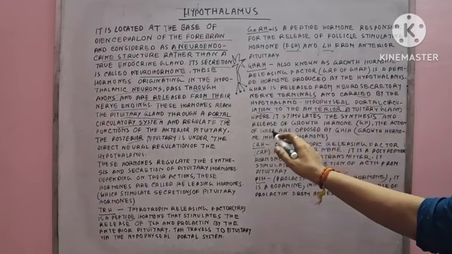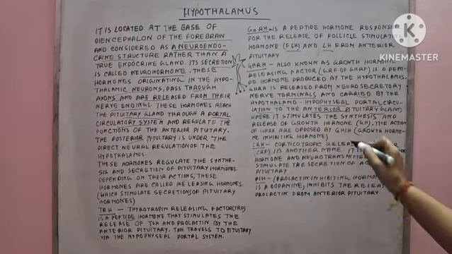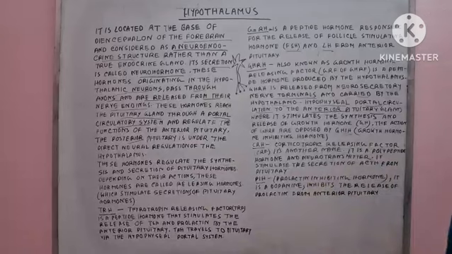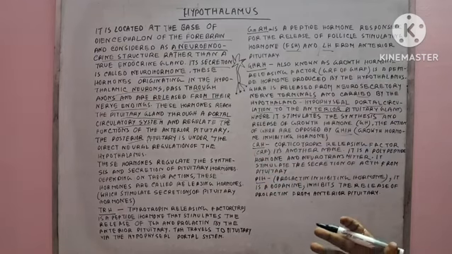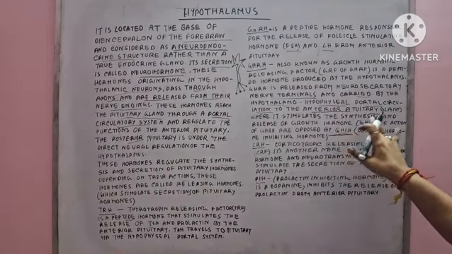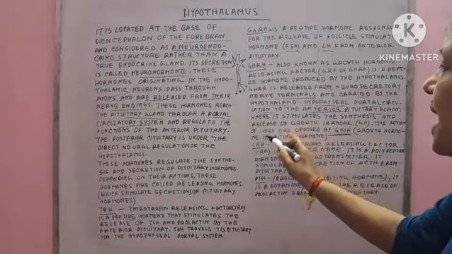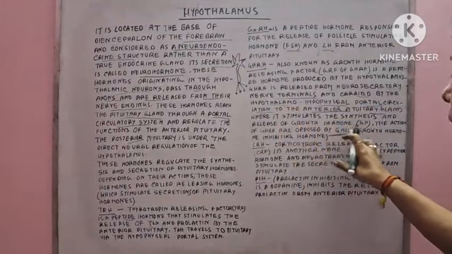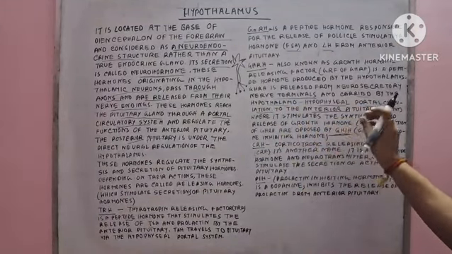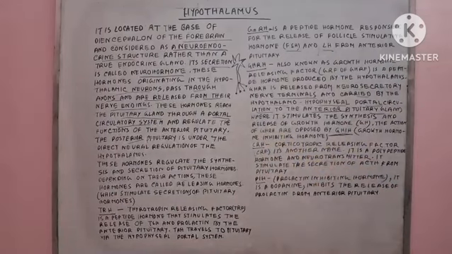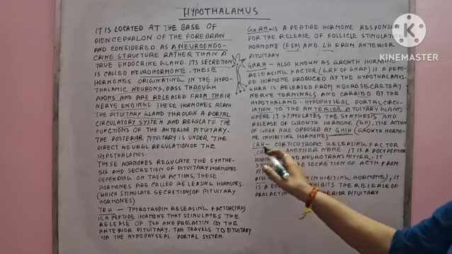And the actions of GHRH are opposed by GHIH. I said that there are two types of hormones. One is the releasing hormone that controls the secretions of other glands' hormones, and the second one is the inhibiting hormone. So another hormone is GHIH, the growth hormone inhibiting hormone, and this opposes the secretion of GHRH, or you can say it shows the opposite functions of GHRH. Clear?